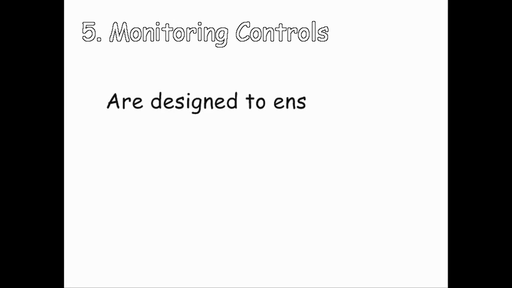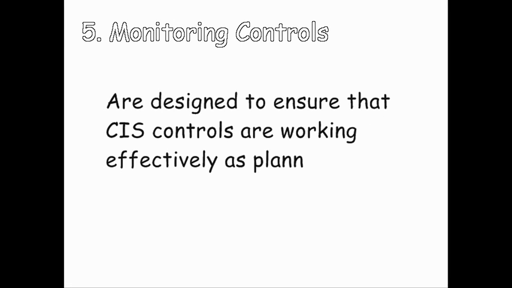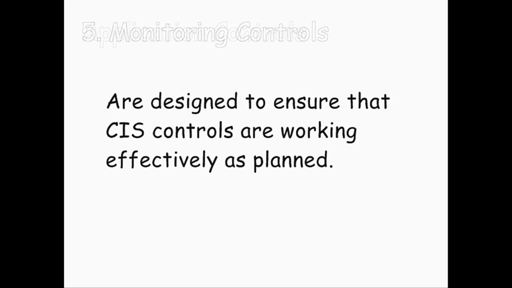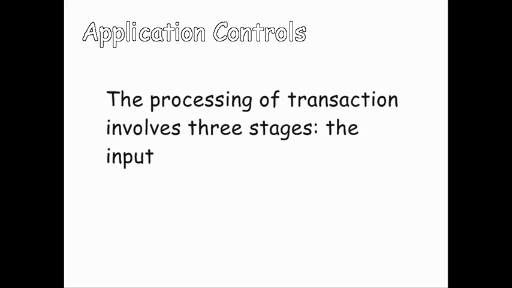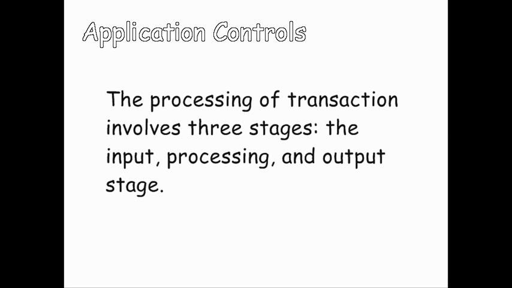The last general control is monitoring controls. These are actions performed to provide assurance that CIS controls are working effectively as planned. Application controls are designed to ensure the integrity of the accounting records, which means these are designed to provide reasonable assurance that application controls related to the procedures used to initiate, record, process, and report transactions or other financial data. There are three common concepts in the application control.